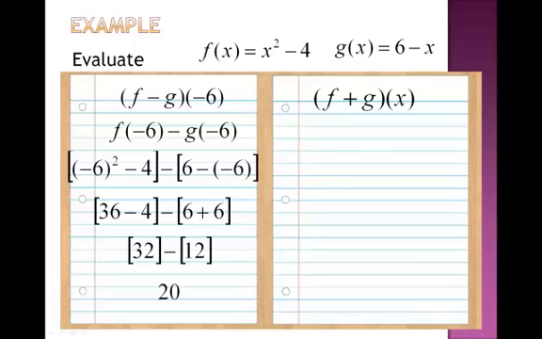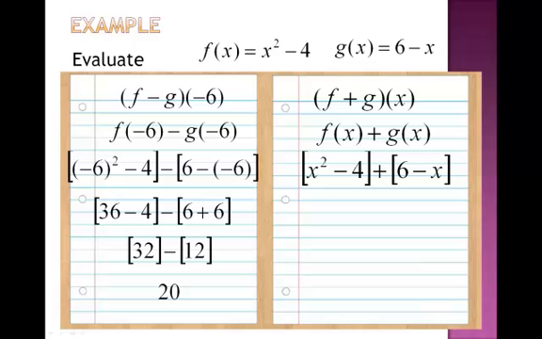Alright, so let's go ahead and go through this example. So I'm going to switch to that alternate notation so I can see better what I need to do with the functions. So I need to take f of x plus g of x. Now since I'm leaving things nice and general, I'll just go ahead and use x squared minus 4 for my f of x and 6 minus x for my g of x.